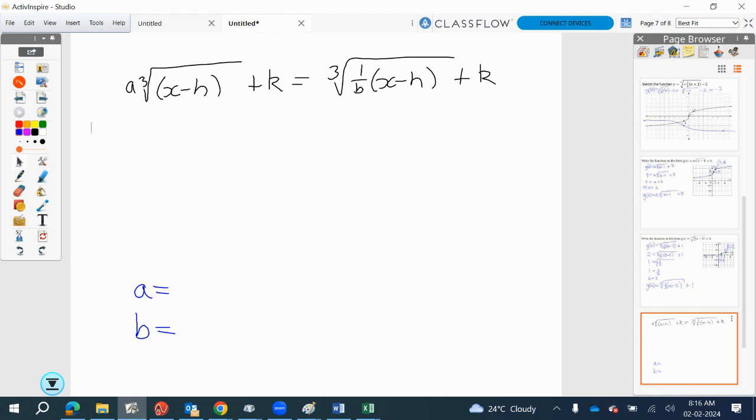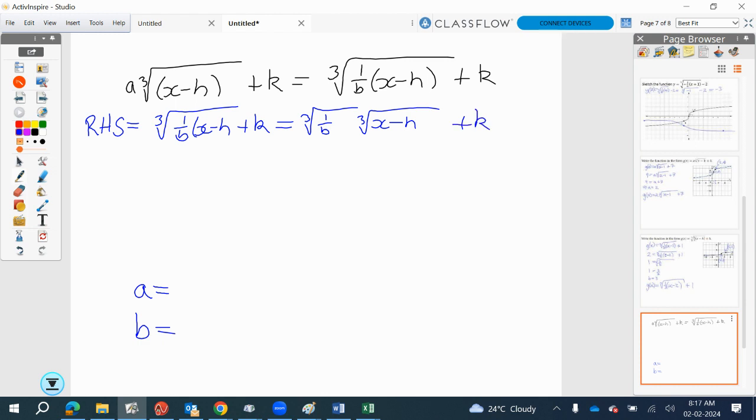Okay, let's take the right-hand side. The right-hand side is the cube root of 1 over b times (x minus h) plus k. So this is equal to the cube root of 1 over b, times the cube root of (x minus h), plus k. Is that right? What is the right hand side? It's easy.